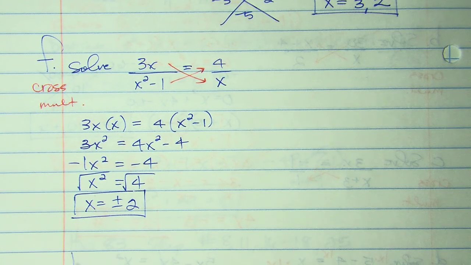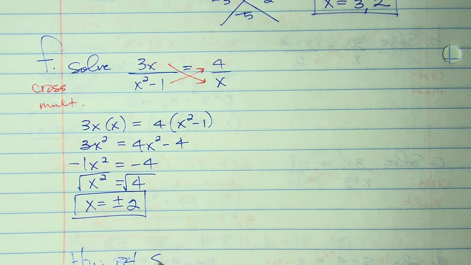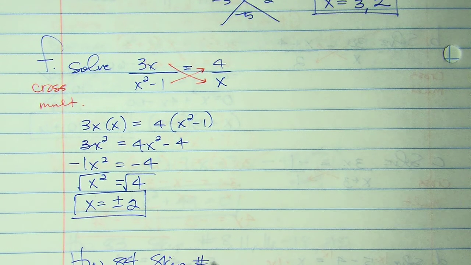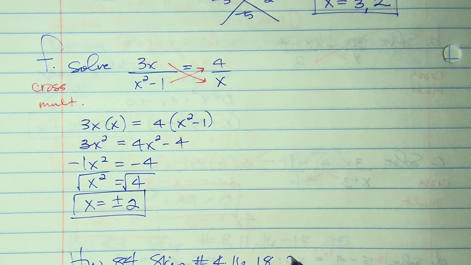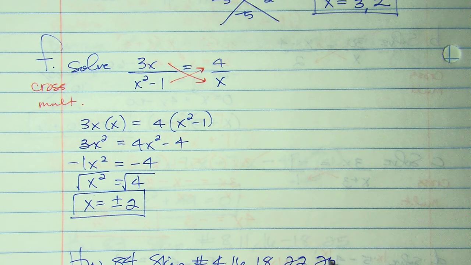For homework 84, we are going to skip numbers 4, 16, 18, 22, 25, and 26.